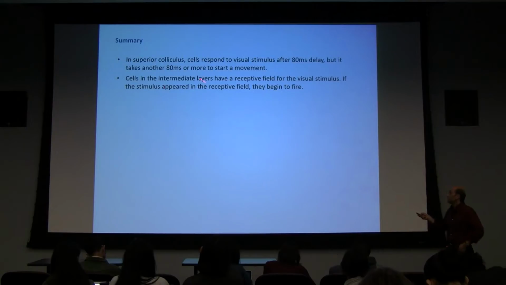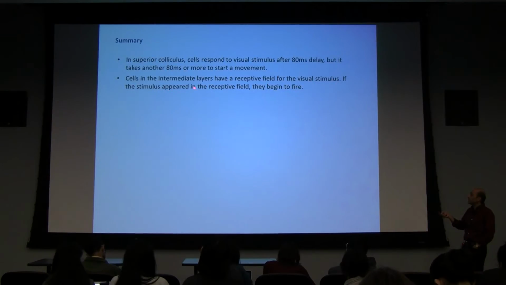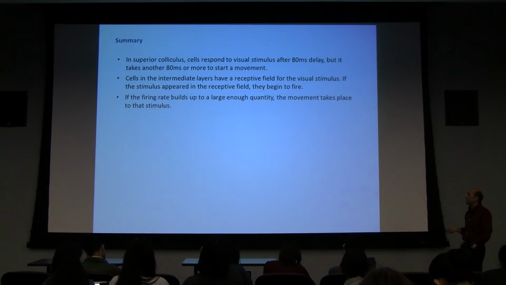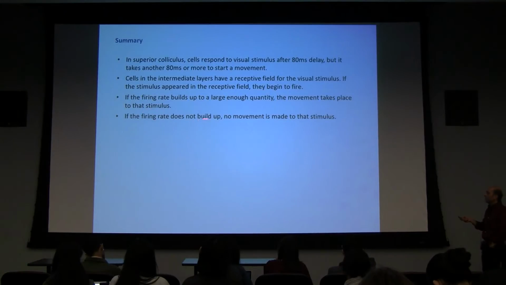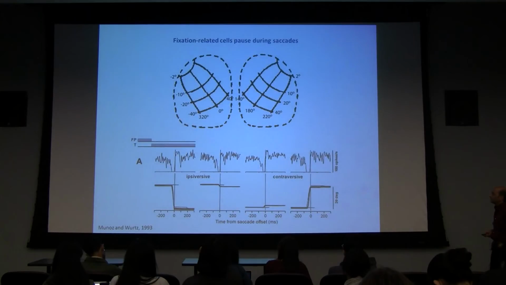And so cells in the intermediate layers have a receptive field for the visual stimulus. If the stimulus appeared in a receptive field, they begin to fire. If the firing rate builds up to a large enough quantity, the movement takes place to that stimulus. If the firing rate doesn't build up, no movement is made to that stimulus. Okay. Any questions so far?